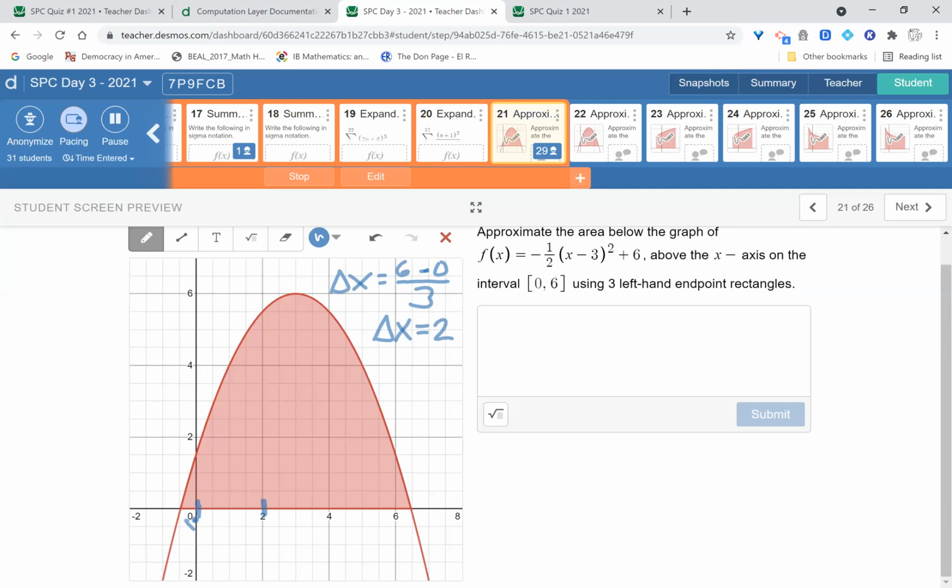We're going to call 0 x sub 0. We're going to call 2 x sub 1. My next rectangle has to be 2 units wide again, so I'm going to go from 2 to 4. I'm going to call that one x sub 2. My last rectangle is going to go from 4 to 6. It's got to be 2 units wide. I'm going to call that x sub 3.